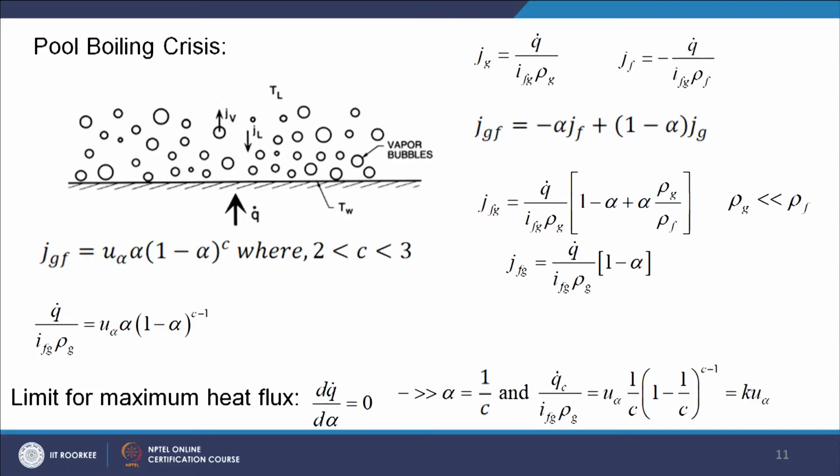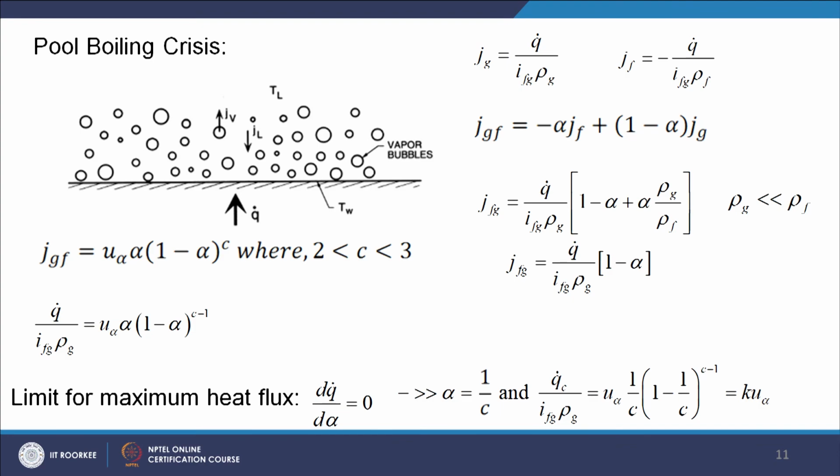So, what we can do is put the values of Jf and Jg over here, and we get an equation like this: Jfg equals q dot by Ifg into rho g into (1 minus alpha) into (rho g by rho f). Now, if the density ratio is very high, so rho f is very high compared to rho g, then I can neglect this term. So, I will be getting Jgf equals q dot by Ifg into rho g into (1 minus alpha), right.